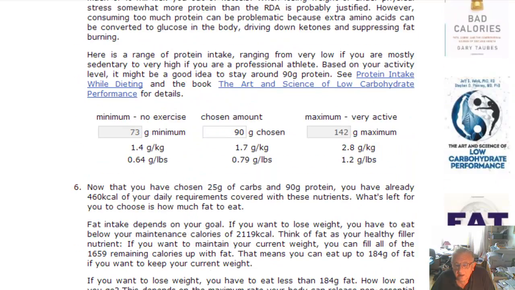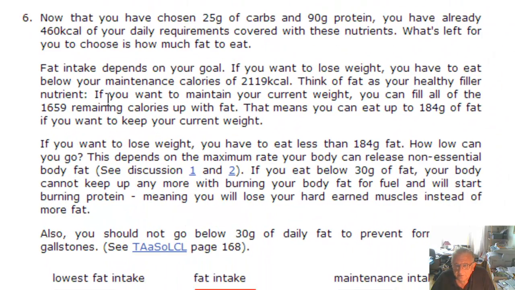And down here it says fat intake depends on your goal. If you want to lose weight, you have to eat below your maintenance calories of 2119. Think of fat as your healthy filler nutrient. If you want to maintain your current weight, you can fill all of the 1659 remaining calories with fat. That means you can eat up to 184 grams of fat if you want to keep your current weight. If you want to lose weight, you have to eat less than 184 grams of fat.